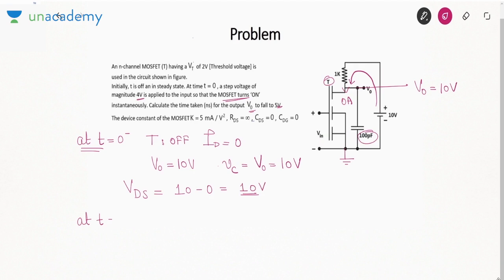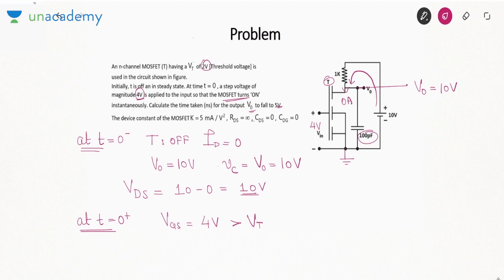Now at t equal to 0 plus, we are applying an input of 4 volt here. So what is VGS? VGS is 4 volt. It is greater than VT because the threshold voltage is 2 volt. But we need to decide the operating region, whether it is linear or saturation. Now see one thing.